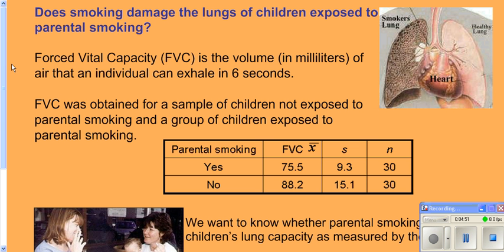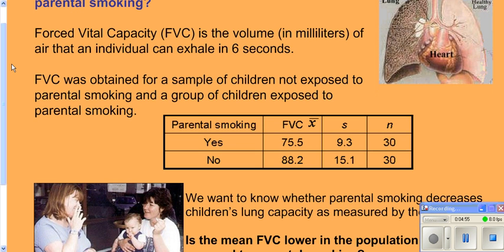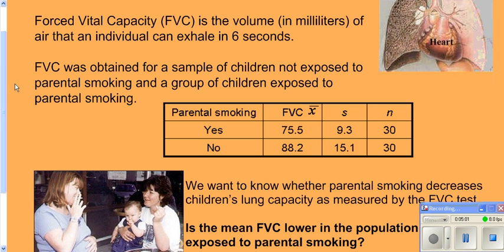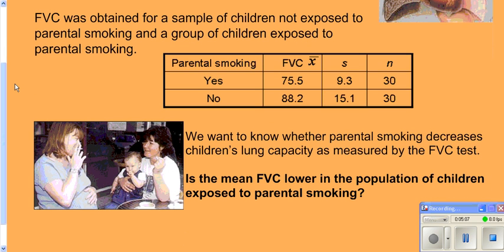So let's take a look at this one here. Children are exposed to smoke at a young age in some families, and some families don't smoke. What's the difference in their lung capacity? And so that's what we want to look at. We want to know if children exposed to smoke at a young age have a smaller lung capacity than children that are not exposed to it.